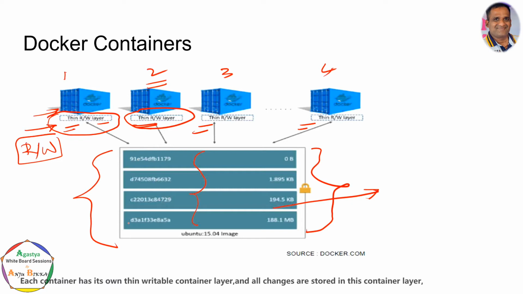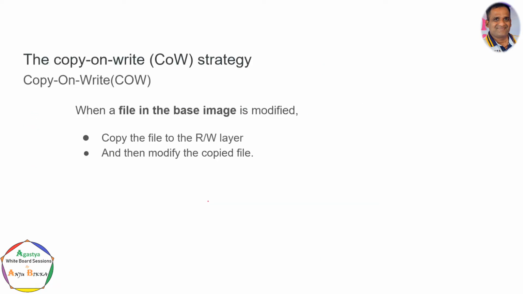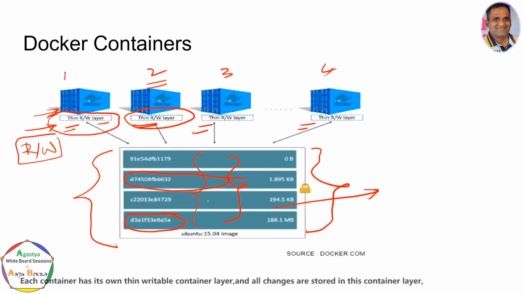But the question is going to arise. For example, if container 1 wants to modify something in this layer, or if container 3 wants to modify something in this layer, how do they modify? They can't modify. What happens? This is what we are going to discuss, called the copy on write mechanism.